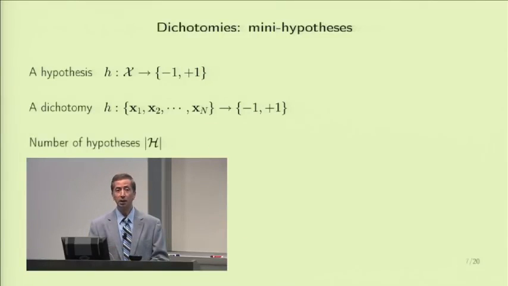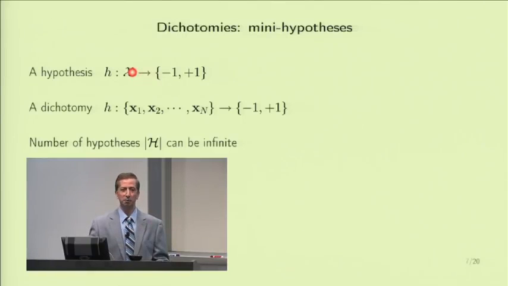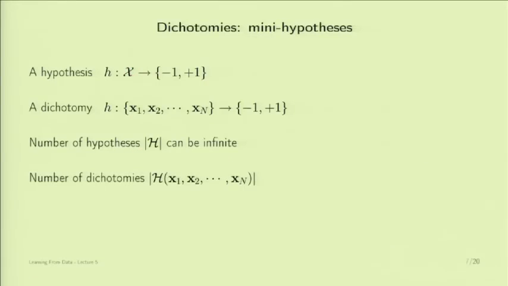Now, if I ask you how many hypotheses there are, let's say for the perceptron case, very easy. It can be infinite. In the case of a perceptron, it's infinite. Why? Because this guy is seriously infinite. So the number of functions is just infinite by a margin. So that's fine. Now, if you ask yourself, what is the number of dichotomies?